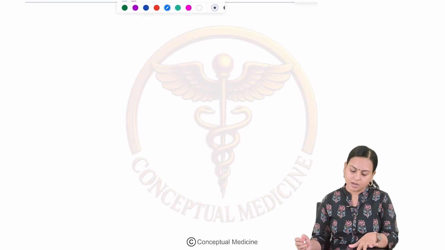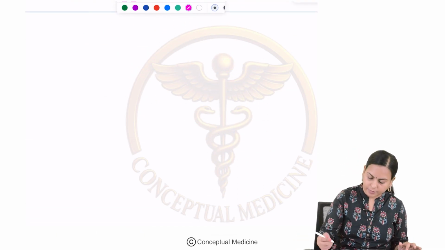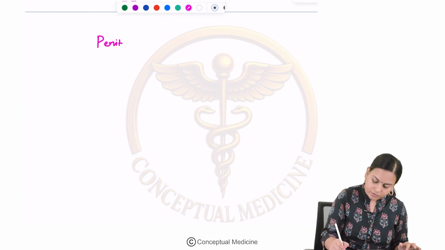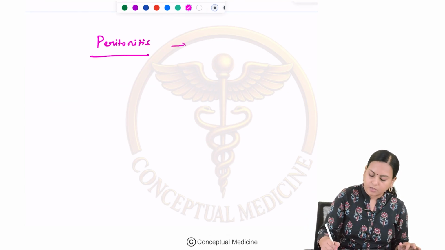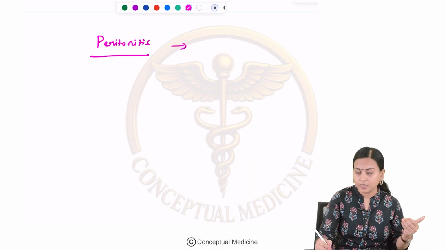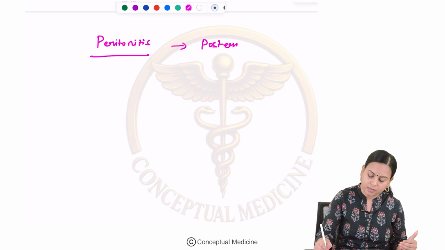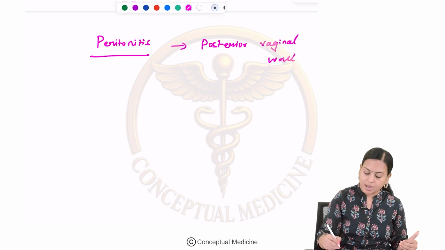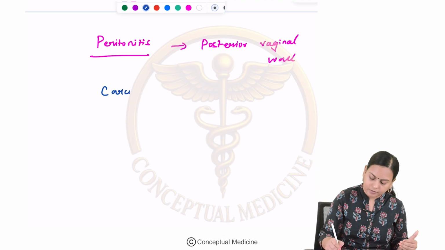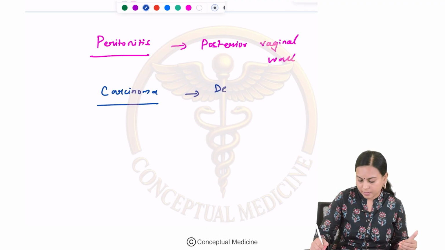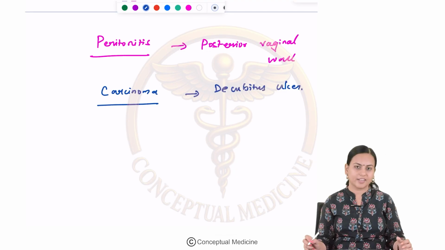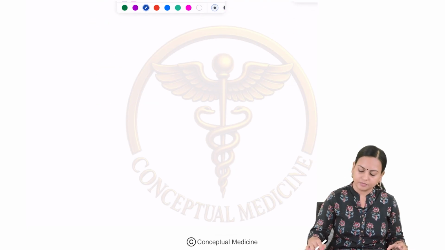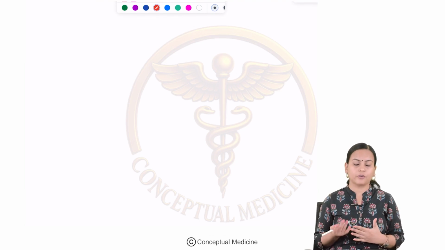Okay. And the next complication will be peritonitis. Okay. So, there can also be peritonitis which can occur through the posterior vaginal wall. Okay. So, the infection will spread through the posterior vaginal wall. And yeah, there can be a chance of conversion of carcinoma also, which can develop from the decubitus ulcer. Clear? Okay. Now, let's see the differential diagnosis of this condition.